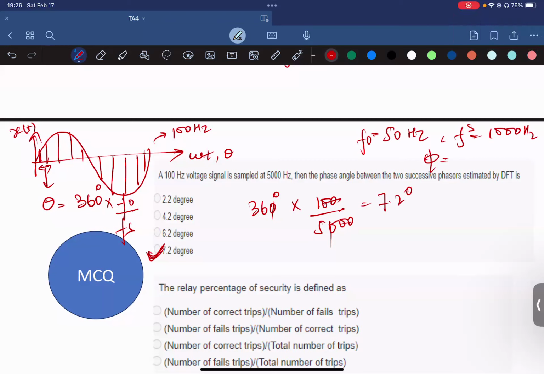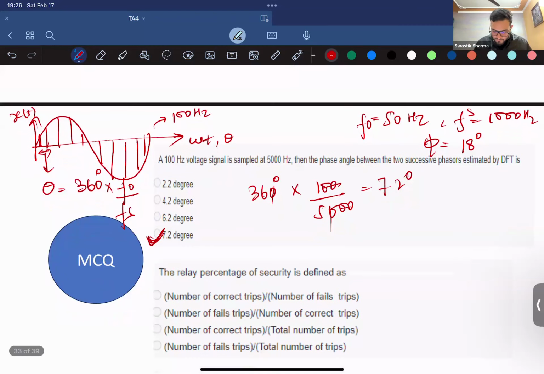90 degrees? No, it won't be 90. It would be 18 degrees. Use the formula: 360 degrees into 50 divided by 1000, which will be 1 by 20 multiplied by 360, which is 18.